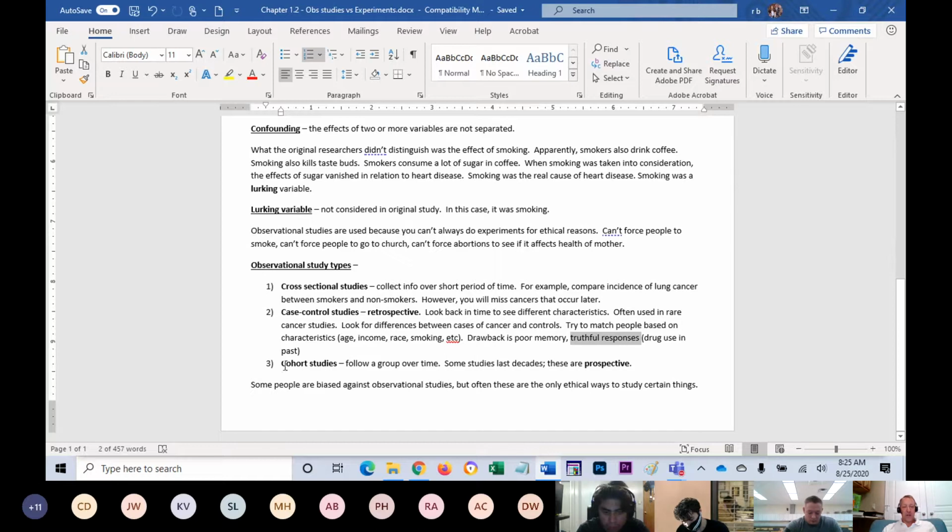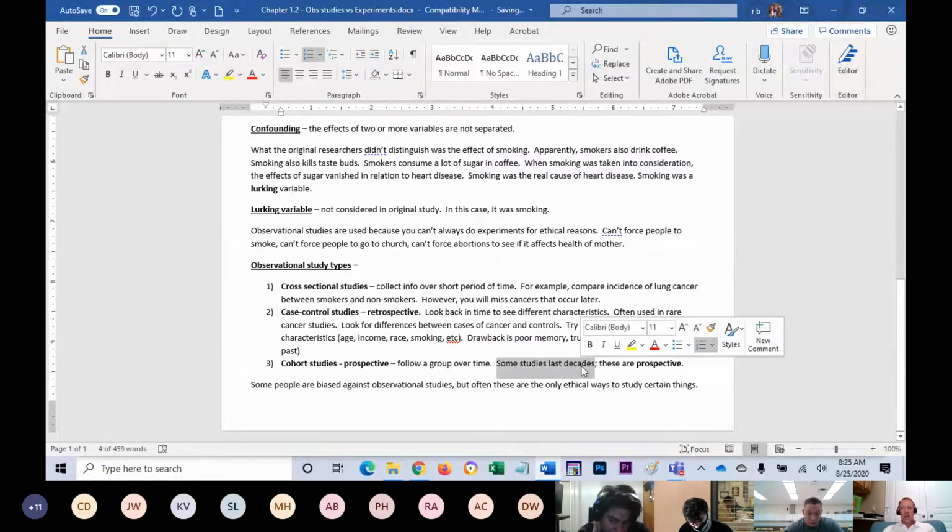Now, another type of observational study is what we call a cohort study. Whereas a case control study is retrospective, a cohort study is what we call prospective. You follow a group over time, so you go forward in time, basically. Some of these studies can last decades. There's a famous study called the Framingham Physicians Study. One of my professors at the University of Utah was part of that. Basically, they enrolled a bunch of people in the 1960s or 70s, I don't remember, in Framingham, Massachusetts, and then they followed them for decades.